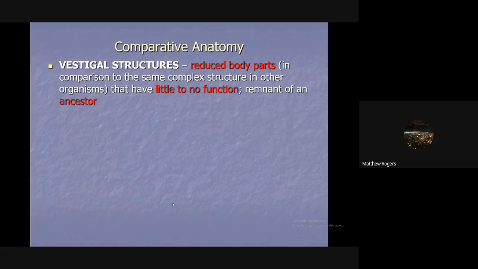But one of the most famous examples for us is our appendix. That's a vestigial structure, or goosebumps. They are things that have little to no function in us currently, but they did in the past. There's a reason why they're there. They used to be used, not so much anymore. Another famous one in humans is the tail.